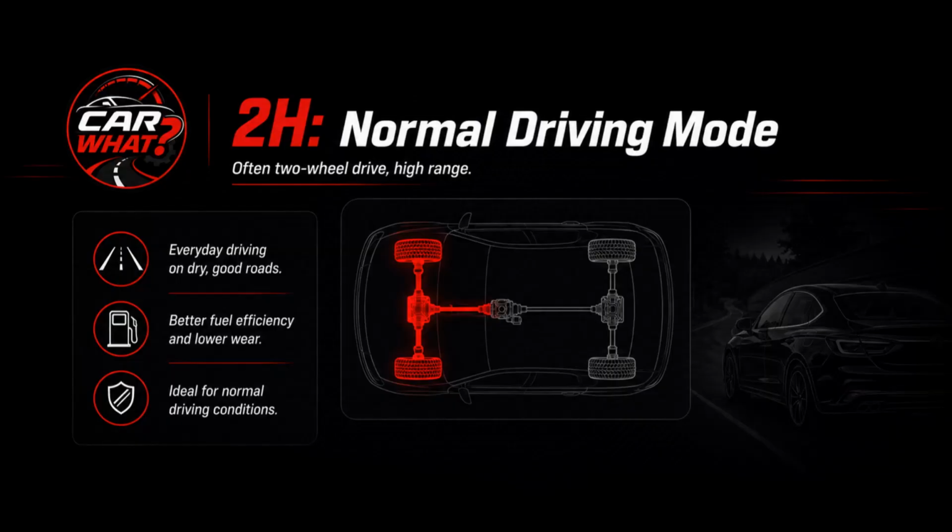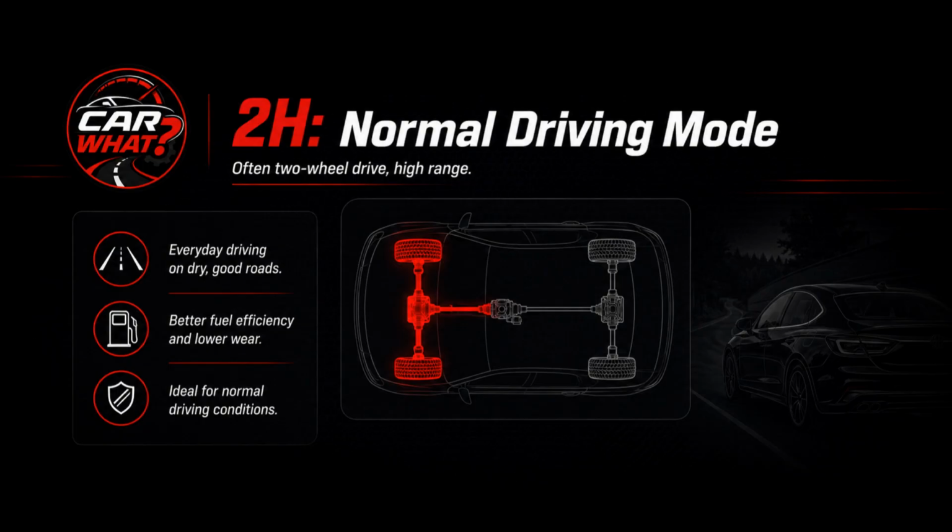So what do 2H, 4H, and 4L actually mean? In simple language, 2H usually means two-wheel drive, high range. 4H means four-wheel drive, high range, and 4L means four-wheel drive, low range. The letter H means high range. The letter L means low range. That little letter changes the whole job.